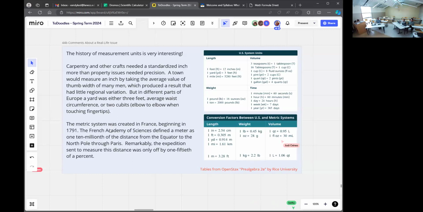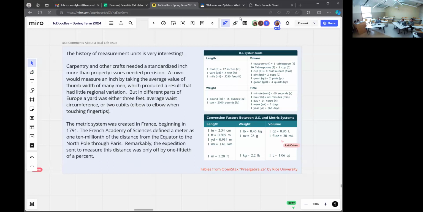The metric system was invented in France beginning in 1791. The French Academy of Sciences defined a meter as a 10 millionth of the distance from the equator to the North Pole. So imagine starting at the equator and traveling straight up the globe to the North Pole. But the Earth isn't completely round, so depending on which trip you went, it would be a little different. So they decided it would be the one that goes through Paris, because they were from France. And it was remarkable. The expedition that they sent to measure that distance was off by only a 50th of a percent. So the meter was pretty accurate.